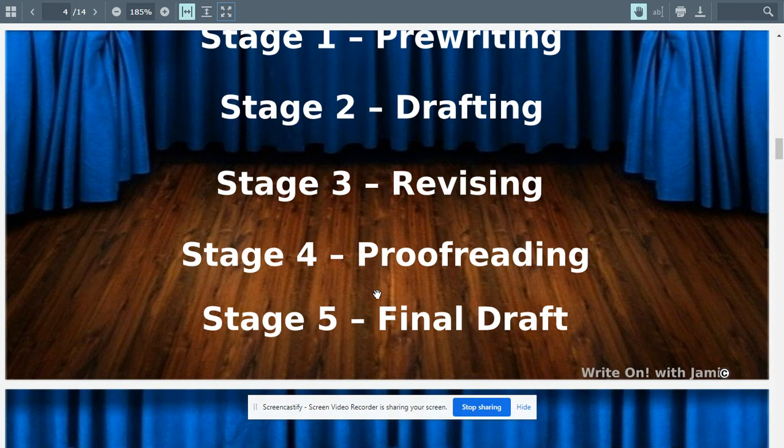The last stage is the final draft. That is the copy that you are going to turn in that is perfected, typed, free of errors, and the paper that's going to be submitted for grading. Okay? All right. Is everybody good so far? Do we have 1 through 5 filled in? Yes. All right. We're going to go on to the next slide.